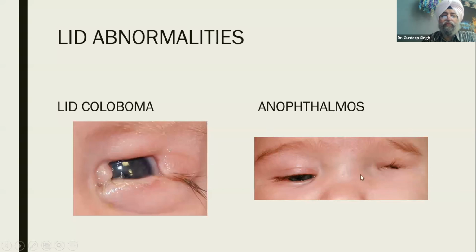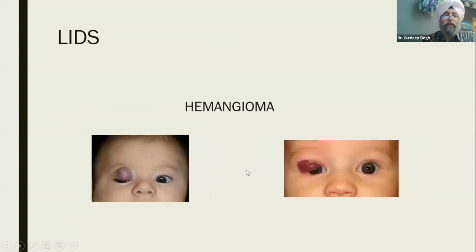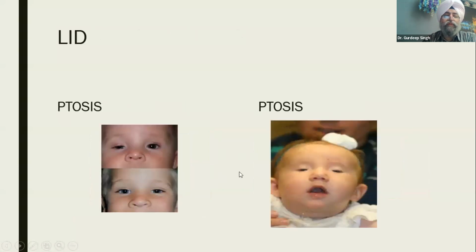This is anophthalmos, where the eyeball has not developed at all. And this is a hemangioma which is already pressing. This can cause a problem because of induced astigmatism, and second is the ptosis, which is almost going to be complete ptosis, leading to a visual problem for this child in the future. This is what it is.